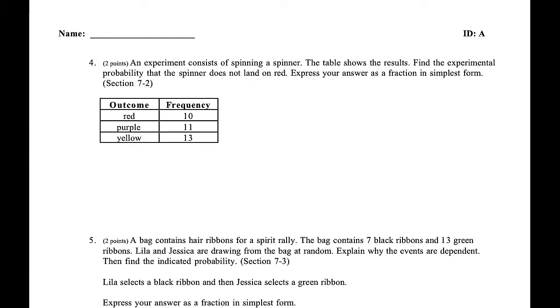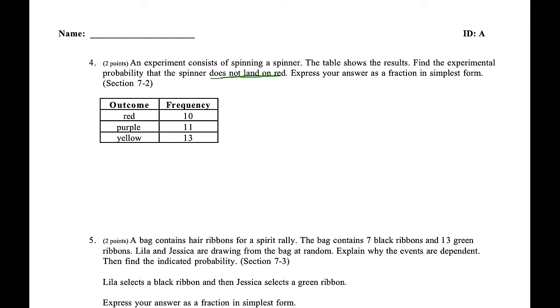On number 4, it says an experiment consists of spinning a spinner, as you do with spinners. The table shows the results. Find the experimental probability that the spinner does not land on red. Express your answer as a fraction in the simplest form. Keywords here: does not land on red. So we're looking for the probability that I got anything but red.